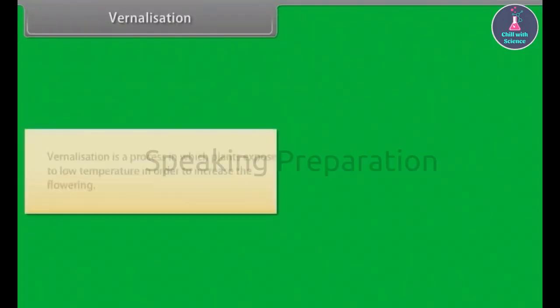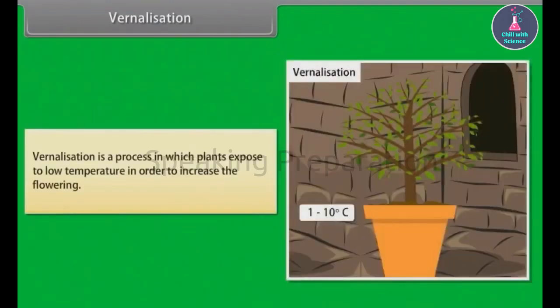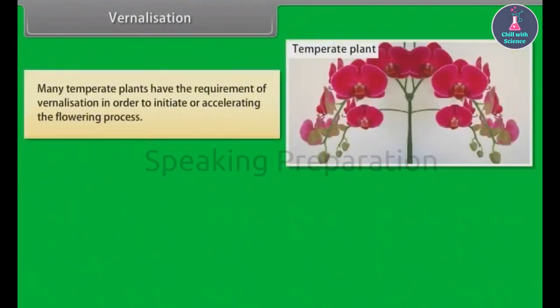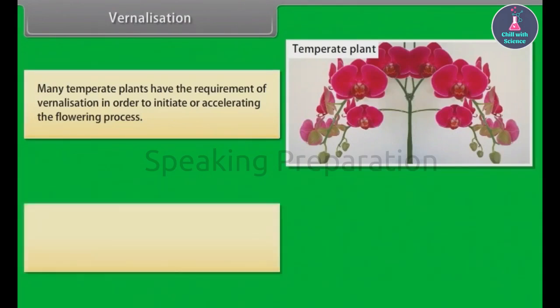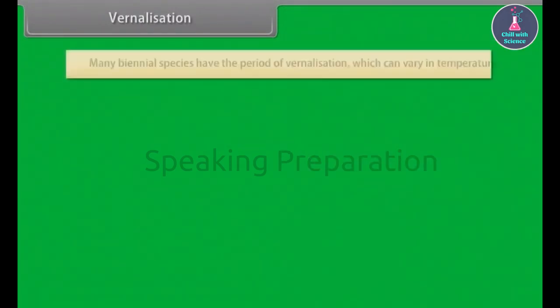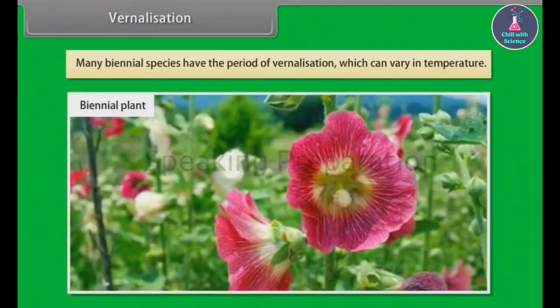Vernalization. Vernalization is a process in which plants are exposed to low temperature in order to increase flowering. Many temperate plants have the requirement of vernalization in order to initiate or accelerate the flowering process. Many plant species, including some ecotypes of Arabidopsis thaliana and winter cereals such as wheat, must go through a period of winter. Many biennial species have a period of vernalization which can vary in temperature.